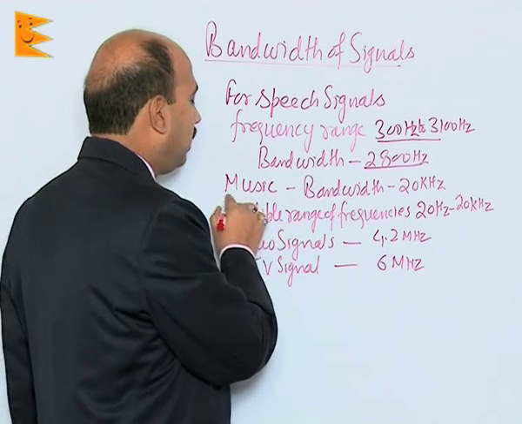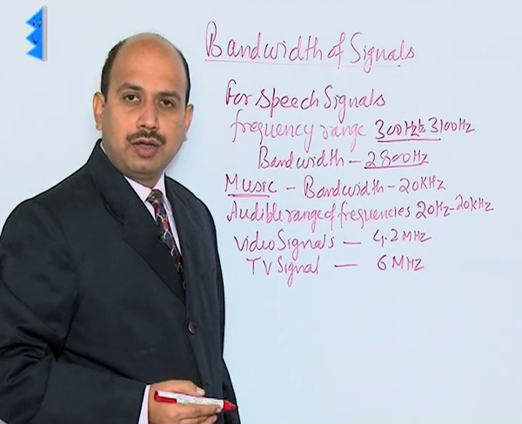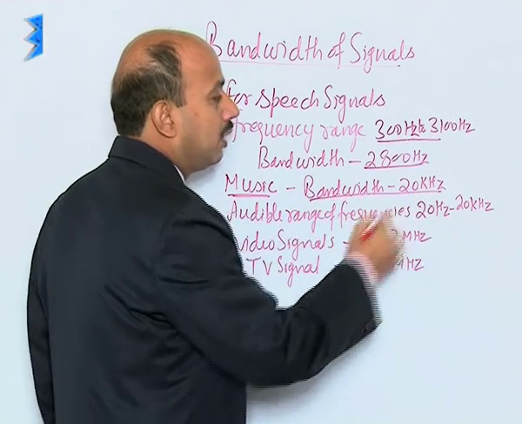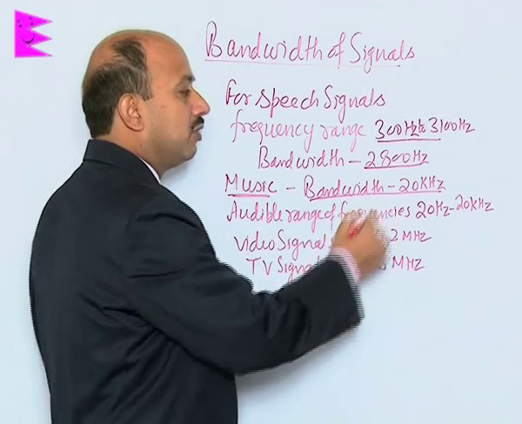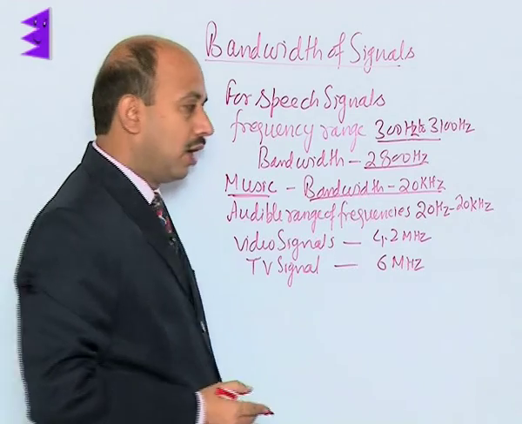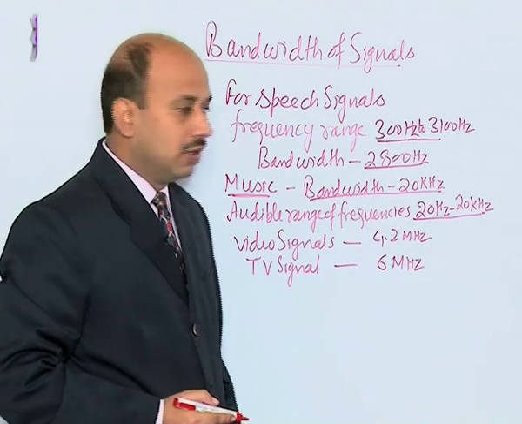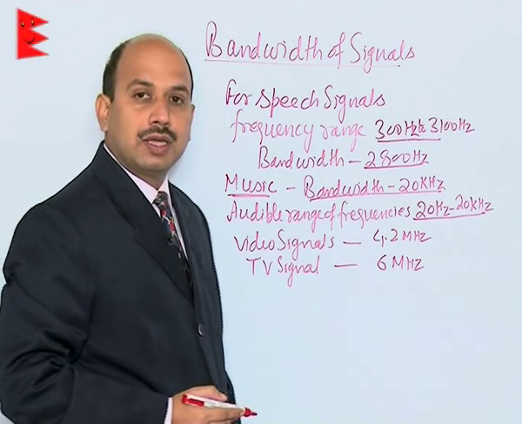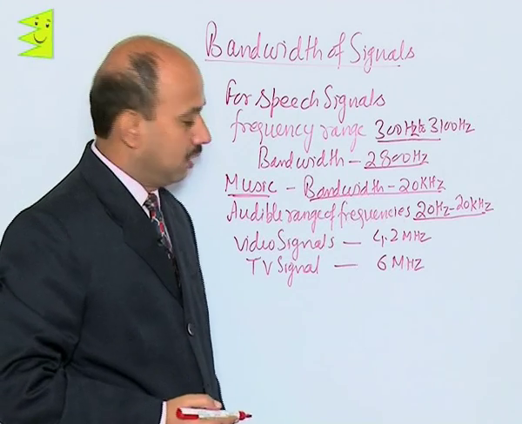Now, if you are taking music, in music many instruments are played together, with a high range of frequencies. So, the bandwidth required for transmitting music is 20 kilohertz. The audible range of frequencies is 20 hertz to 20 kilohertz. These are the frequencies which we can hear. These are called the audible range. Below 20 hertz and above 20 kilohertz we cannot hear. Our ear cannot receive all these signals.